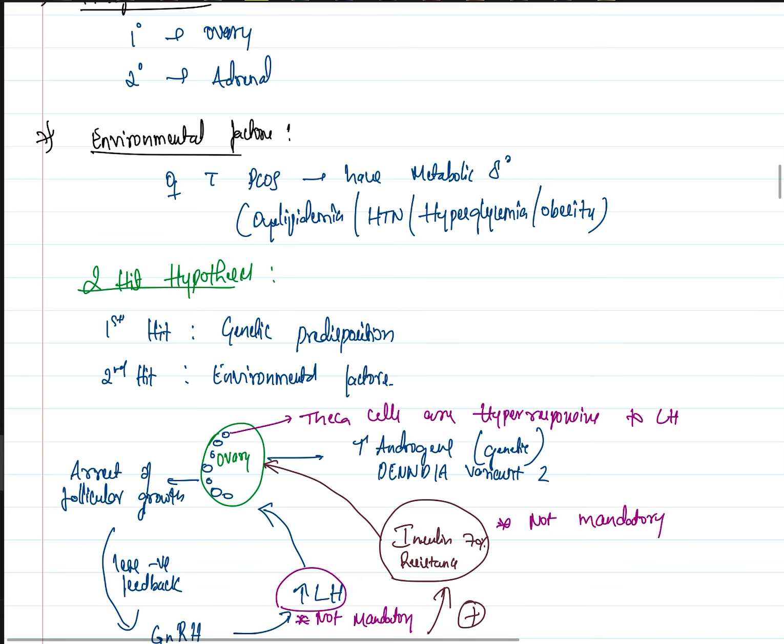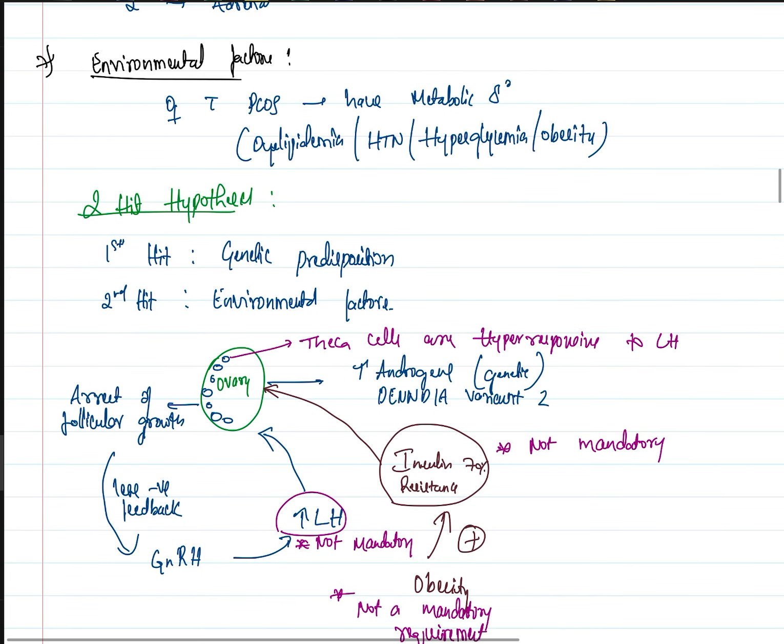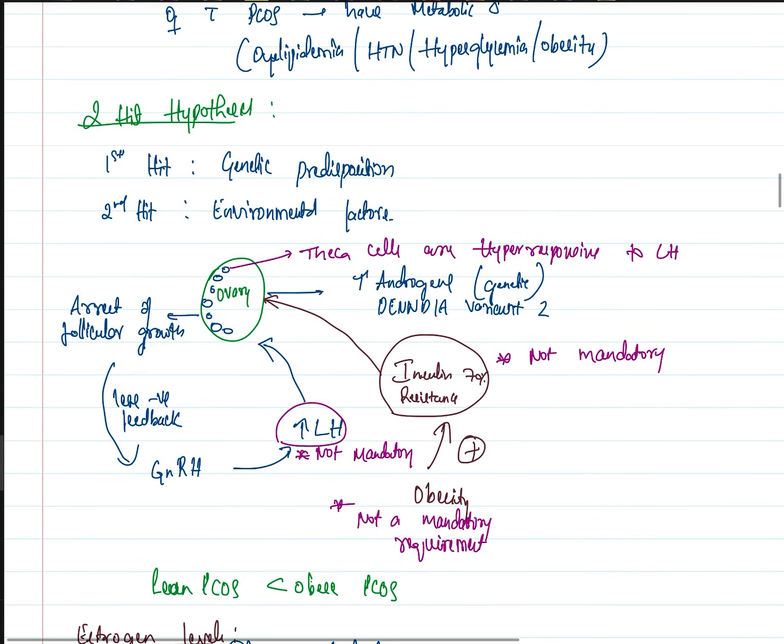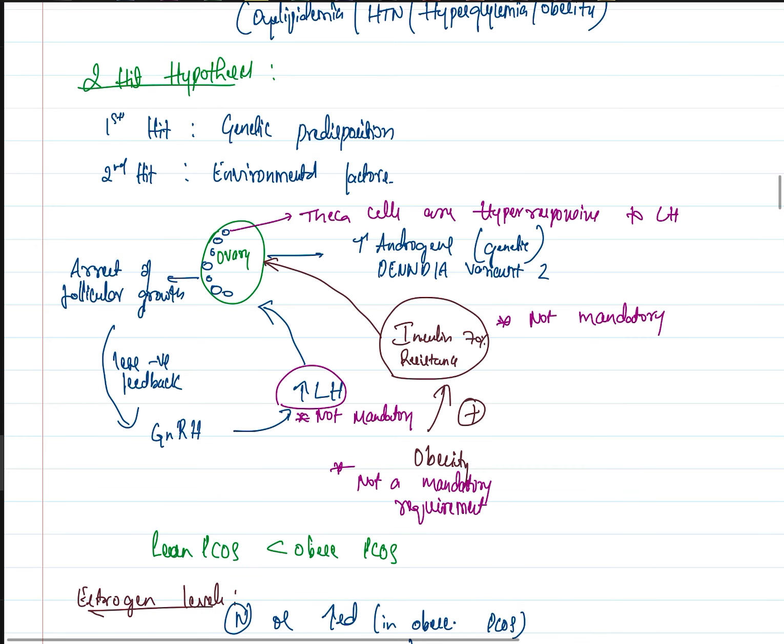Then environmental factors. So there is something called the two hit hypothesis. The first hit leads to genetic predisposition. The second hit is because of the environmental factors. Same thing I've just explained in the diagram. See, these theca cells are hyper responsive to your LH.